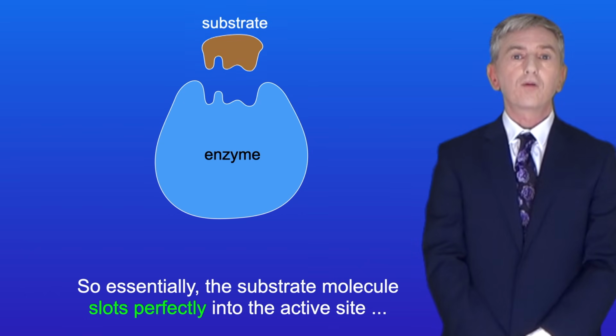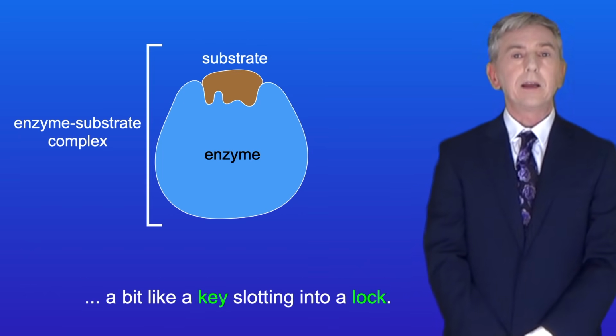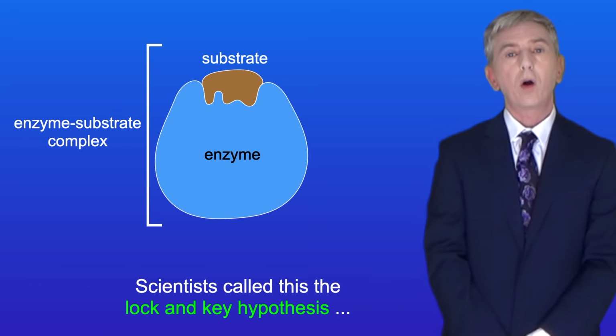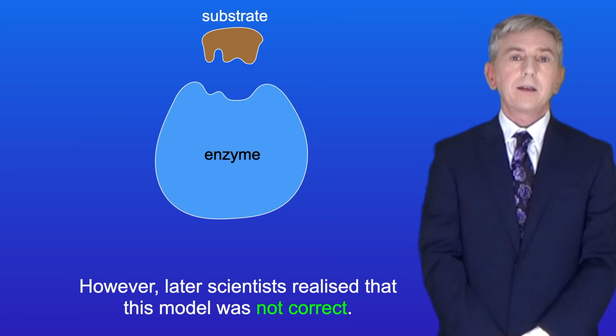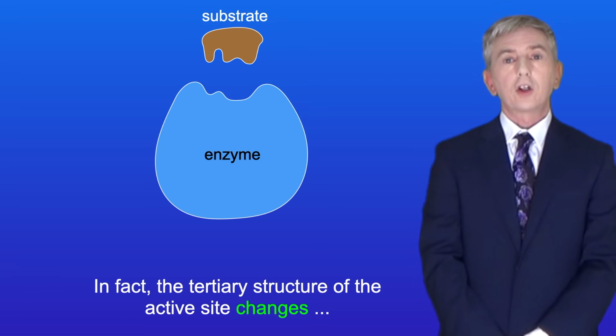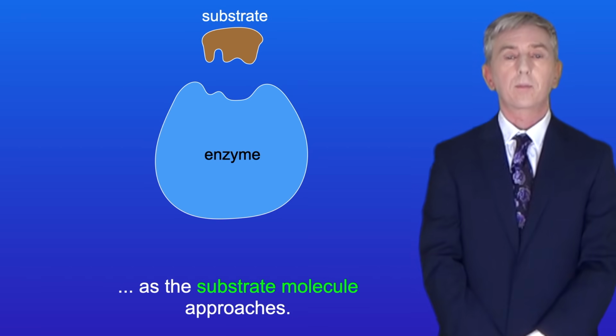So essentially, the substrate molecule slots perfectly into the active site, a bit like a key slotting into a lock. Scientists call this the lock and key hypothesis, or the lock and key model. However, later scientists realized that this model was not correct. In fact, the tertiary structure of the active site changes as the substrate molecule approaches.